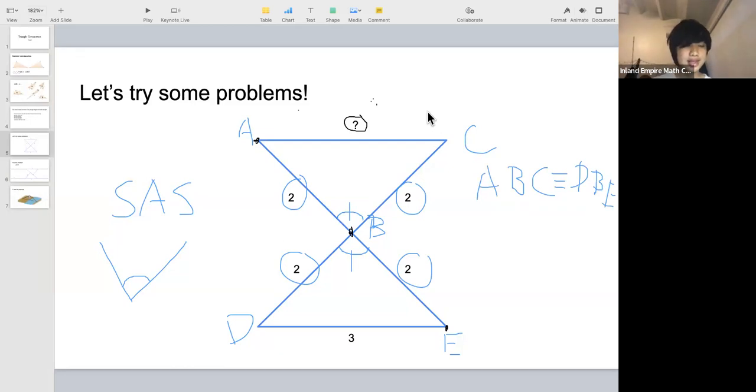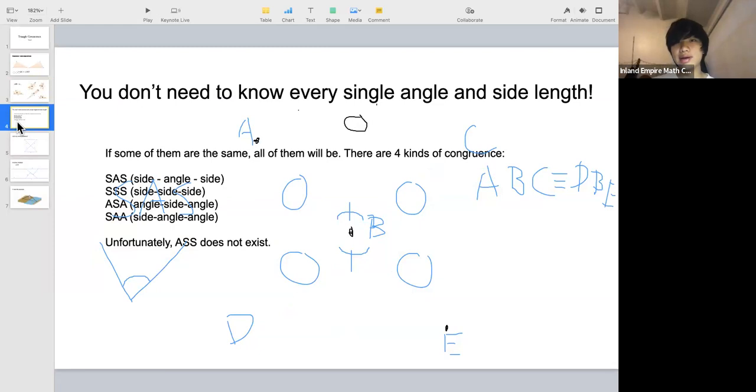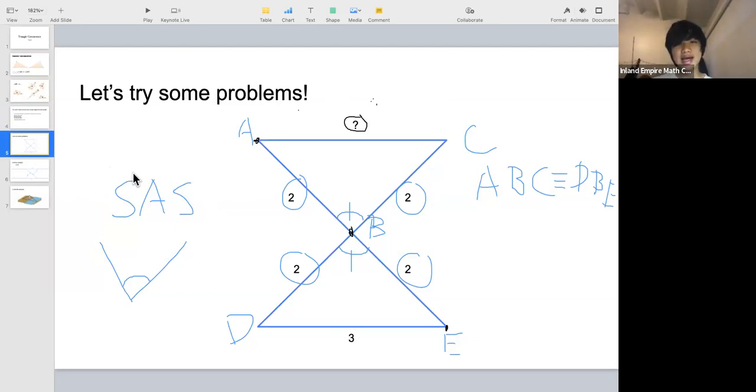And what that means is that, if you remember, congruent triangles have the same shape and sides. All of their angles and all of their sides are the same. But we also remember that you don't need to know every single angle and side length to be sure that they're congruent. Because these two triangles are congruent, all of the other angles and sides must be the same as well. So what does that mean that AC will have to be? What does this length have to be if we know that these two triangles are congruent? Does anyone have any ideas?